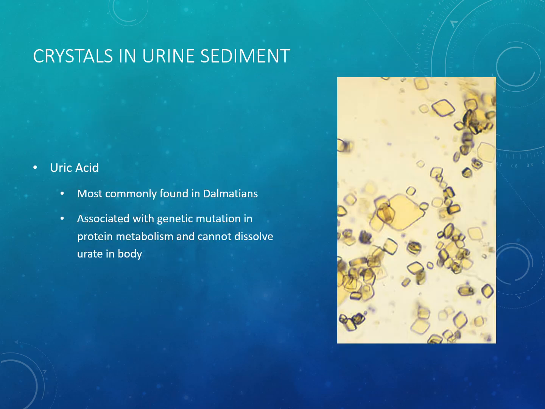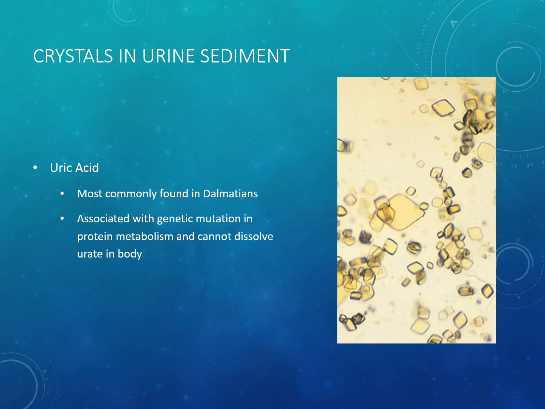Uric acid crystals may be seen in Dalmatians. They're not common in vet med in cats or dogs, because in humans they're usually associated with things like gout and chemotherapy treatment. However, Dalmatians specifically have a genetic mutation in protein metabolism and cannot dissolve urates in the body. These crystals are usually diamond shaped, yellow to brown. They kind of look like irregular rectangles. They may also be oval with points.